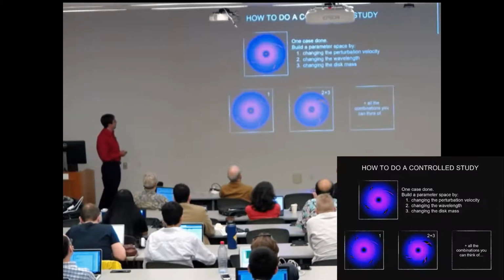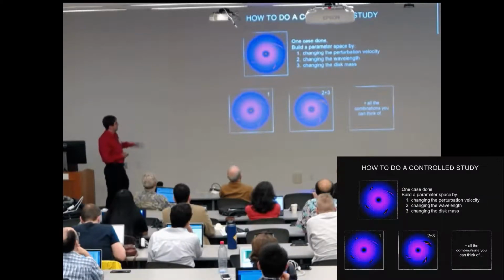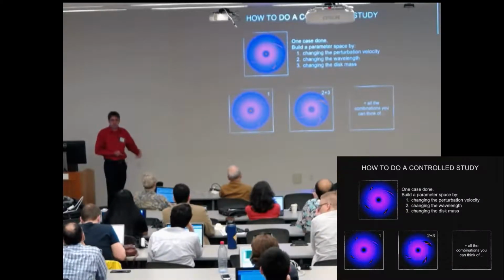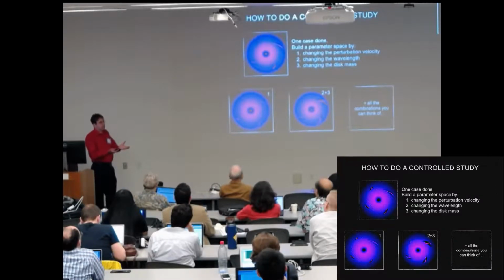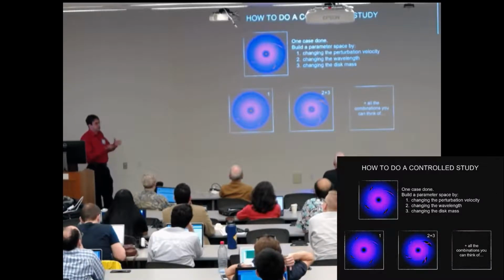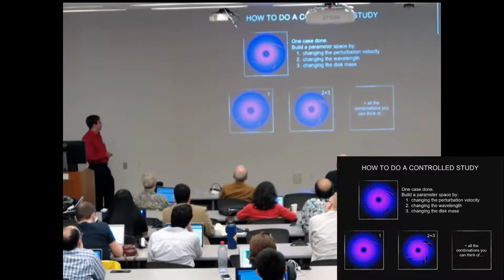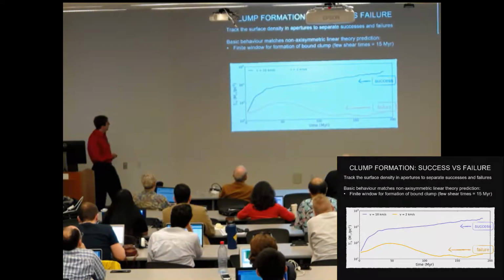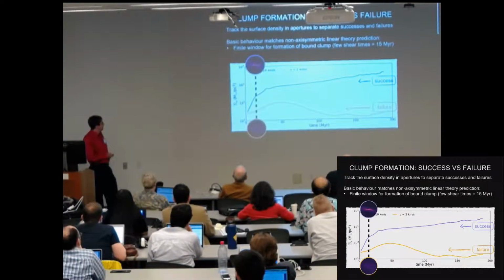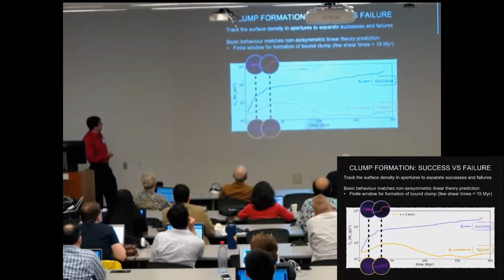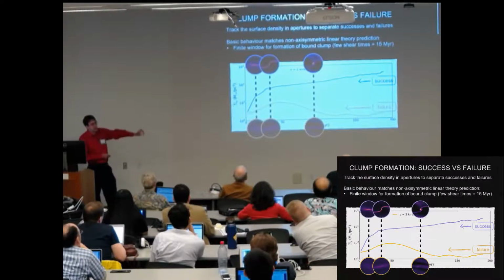So this is what we've been doing. We've been varying wavelengths, disk masses, the velocities of the perturbations. We like the velocity perturbations because you could argue they come from feedback or they come from compressive turbulence events or things like that. So we feel that they're a good model for what's really going on in these disks. And this is the typical behavior we get. We get success or failure. So we start with a perturbation. It starts to collapse over time. It either forms a bound nugget or it doesn't.